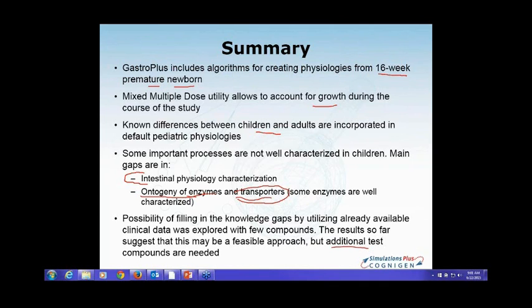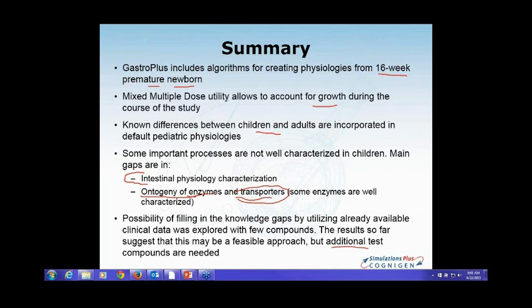Is the scaling of blood to plasma ratio using only hematocrit, or also considering plasma protein binding, or considering the plasma water to red blood cell ratio?